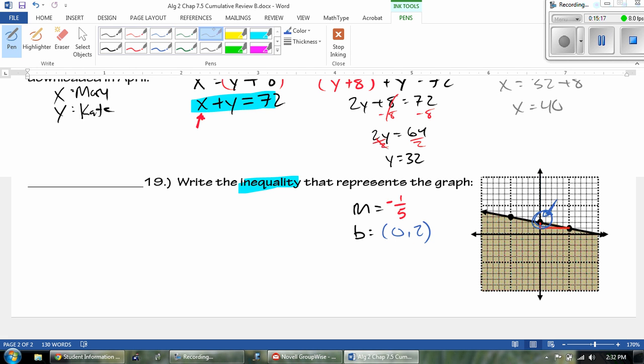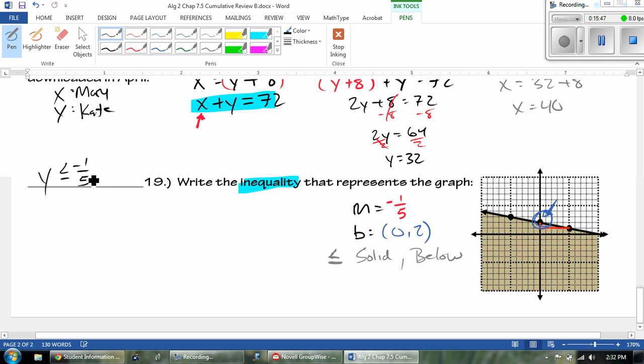So now we need to ask ourselves, is it solid or dashed? Okay, it's solid. And then did they shade above or below? Yeah, they shaded below the line. So that's going to tell me it's solid, so we're going to have the or equal to, and it's below, so that's going to be less than. So I have y is less than or equal to negative 1/5 x plus 2. And that's it.